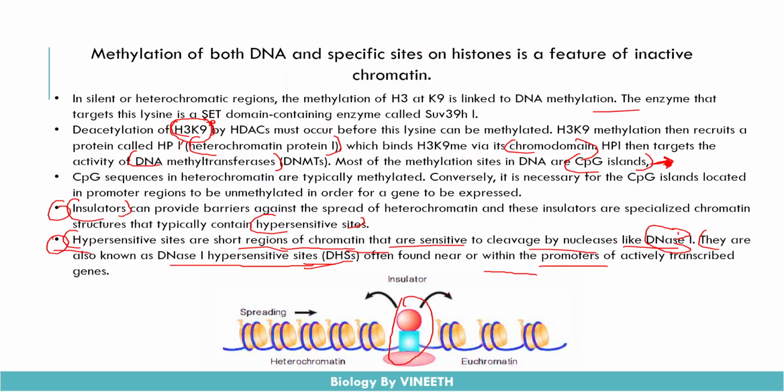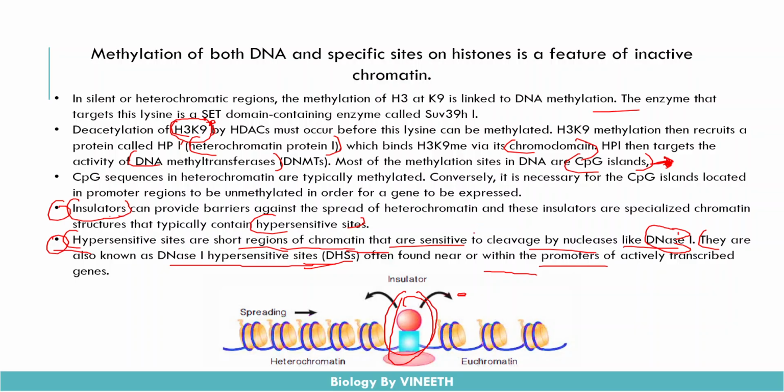Insulators are also DNA sequences, which are also regarded as special chromatin structures, so they tend to contain these hypersensitive sites. They mark the boundary and prevent the spreading of heterochromatin into euchromatin. So this is what the insulators do, and this is how you keep the heterochromatin in the heterochromatin state only.